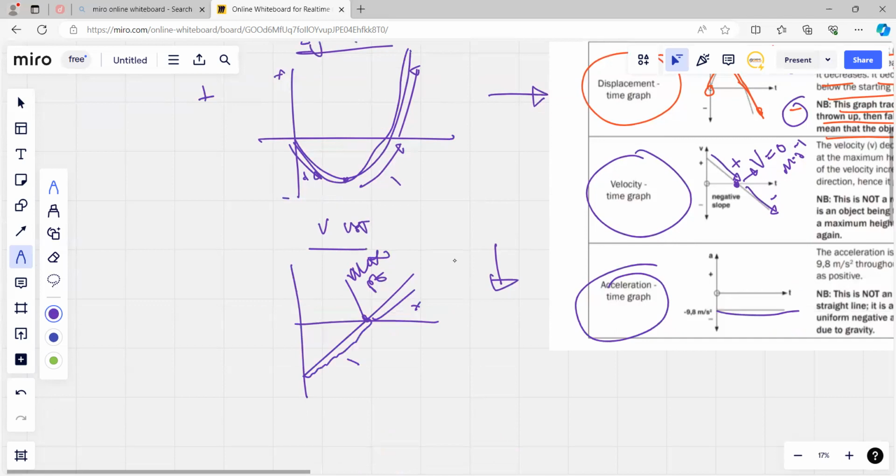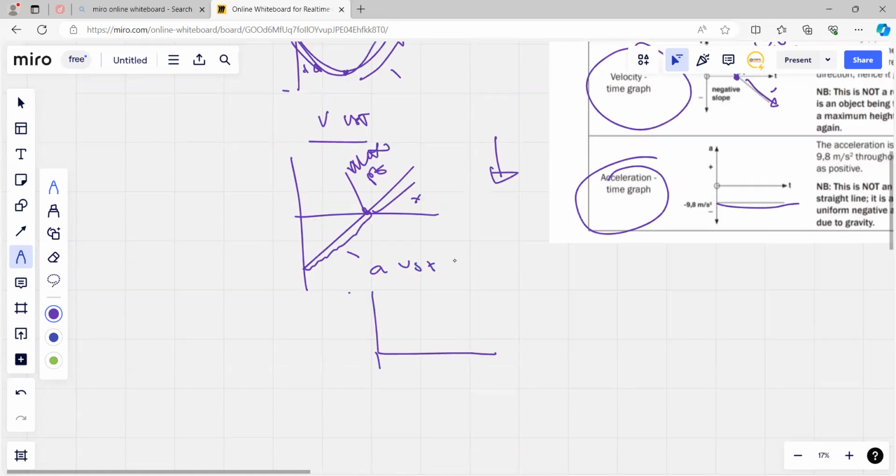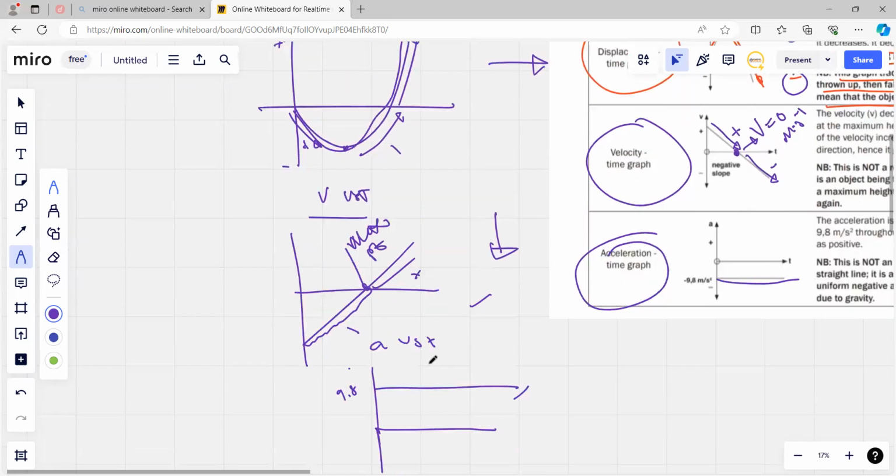Then the acceleration versus time graph. Oh, this one is very simple. Acceleration versus time graph. Looking at it like this. Remember, downwards is positive. That means our 9.8 would be here. Then we draw it like that. Simple. The simplest graph to draw is this one. But even the displacement versus time graph is simple.